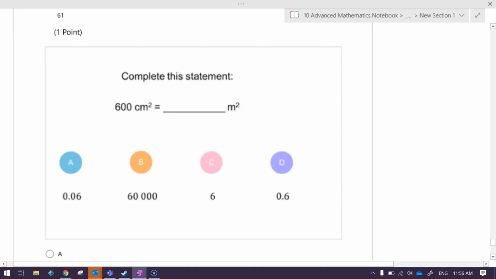Complete this statement. 600 square centimetres equals how many square metres? To go from centimetres to metres, remember, let's just do our little diagram. Millimetres, centimetres, metres, kilometres. We know we usually multiply by 10 or divide by 10. I was going the wrong way for a second there, wasn't I? When you're going to smaller units, you'll have more of them. When you're going to larger units, you'll have fewer of them.